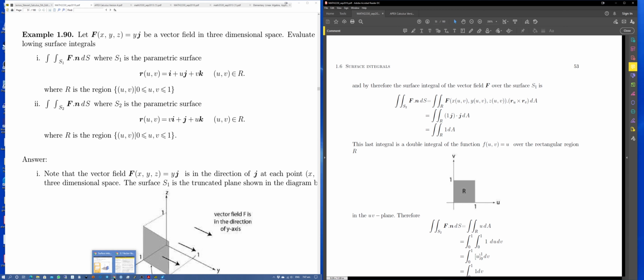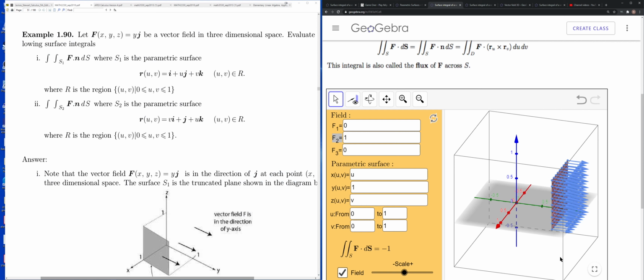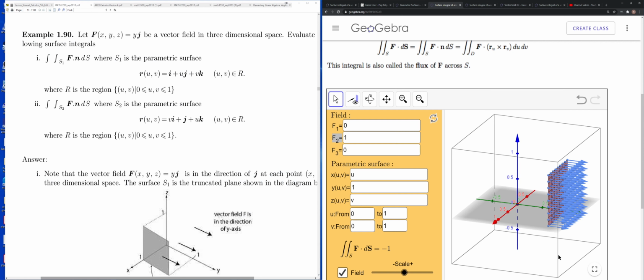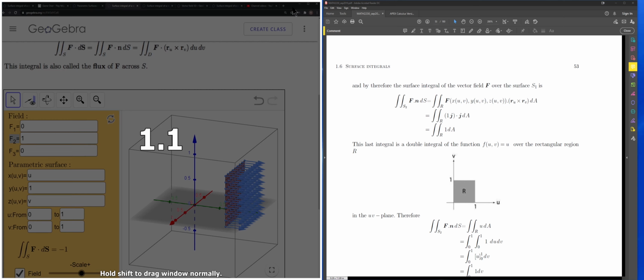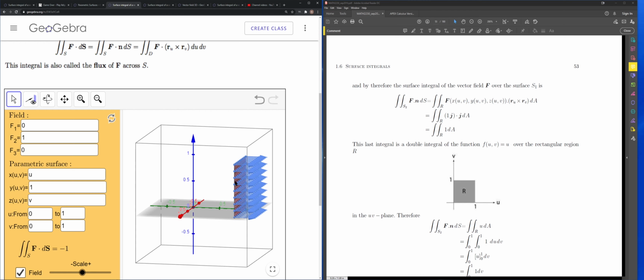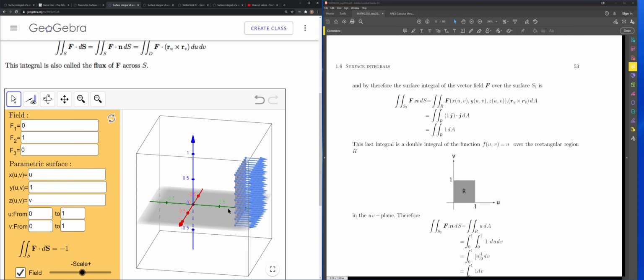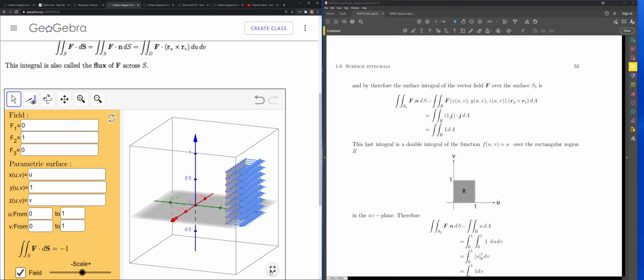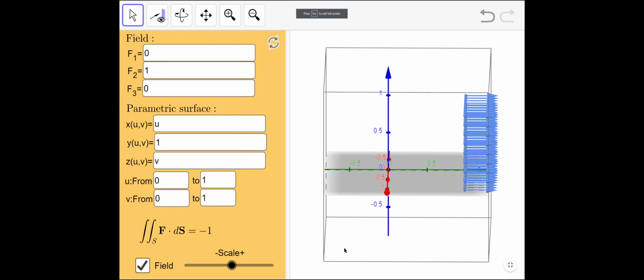So the picture is this. In this case, the n and the F are actually the same thing on the surface S. This is the vector field, which is j. And the n here, which is the normal vector, the orientation, is also j. So both of those are j, and the vector field j on the surface S is shown here.